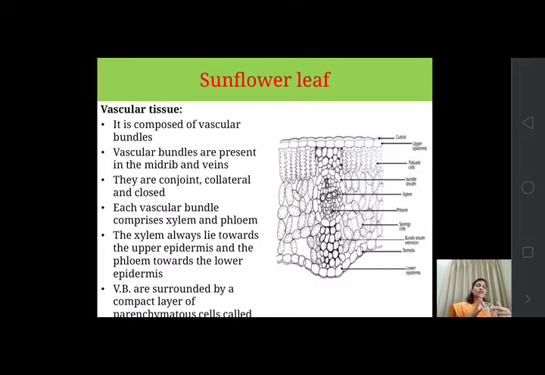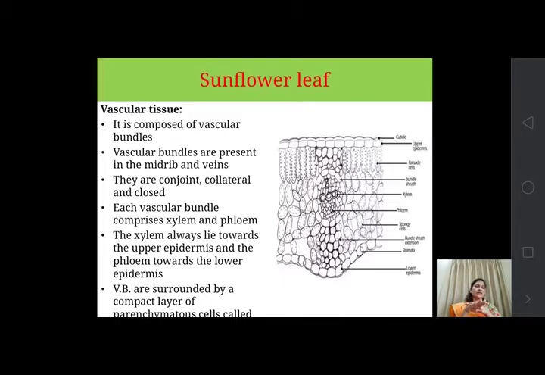Now come to the vascular tissue, which is present at the center. The portion in between the palisade parenchymatous tissues and the spongy parenchymatous tissues, the center part of the leaf, has the vascular tissue. As you can see in the picture, this vascular tissue shows xylem and phloem, and together they form a vascular bundle. So the vascular bundle is present at the center.